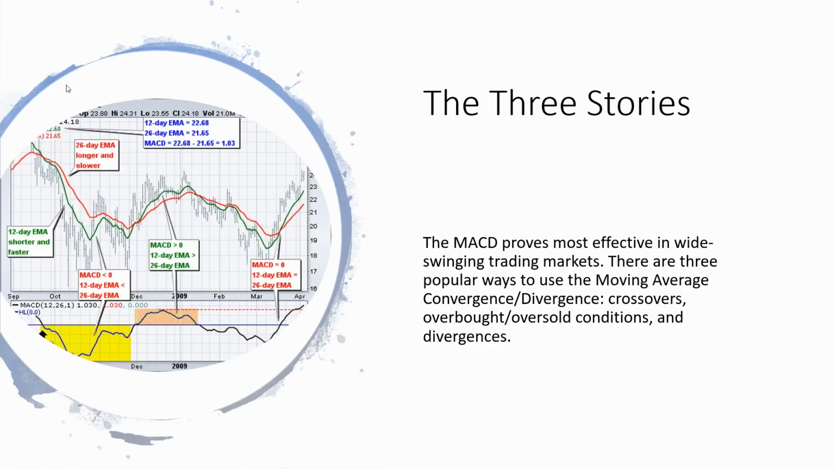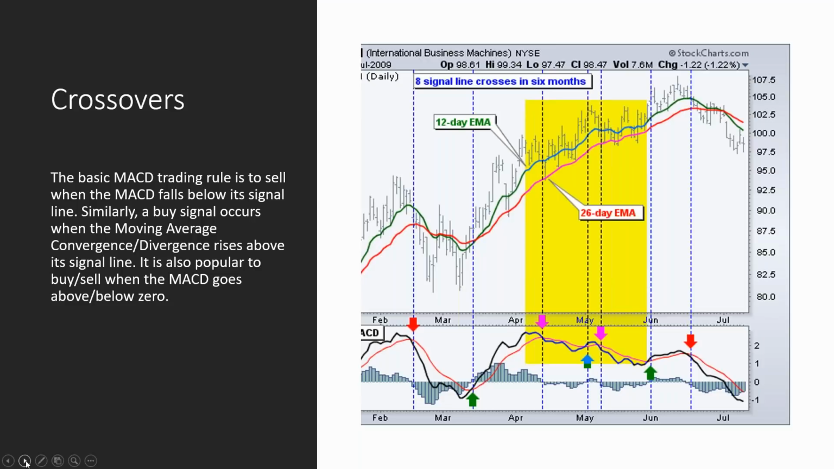It gives us moving average, convergence, and divergence, which comes into crossovers, overbought and oversold indicators, and divergences. Now, we briefly touched on the three of these, and you're not going to learn and master this in one class. It's going to take a while. But the basic MACD trading rule is to sell when the MACD falls below its signal line. Similarly, a buy signal occurs when the moving average convergence divergence rises above its signal line.